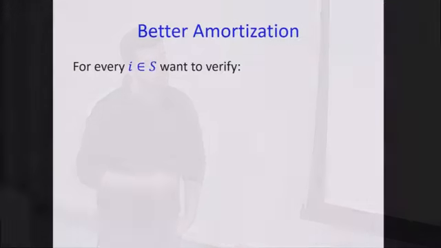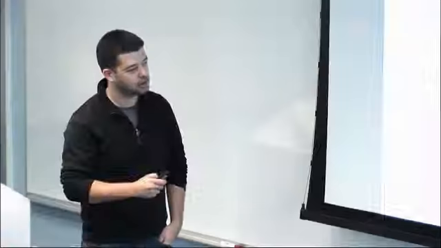Okay, so that's kind of a square root of K amortization. Actually, improving this is relatively easy. So if you think about what was expensive: the expensive thing was when the prover opened up the entire PCPs. So we want to avoid that.